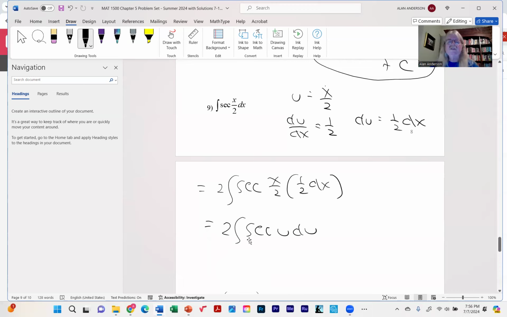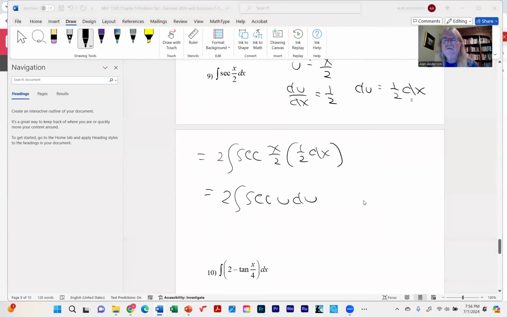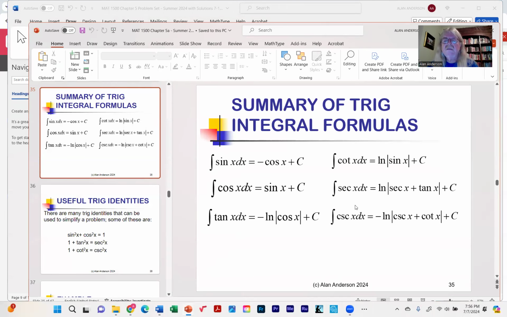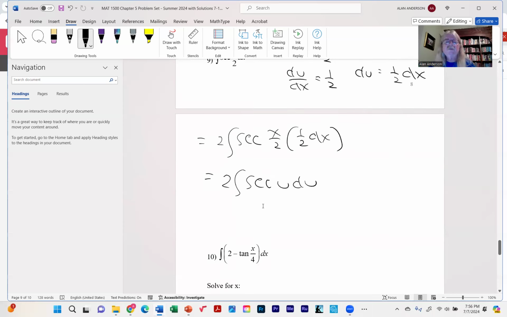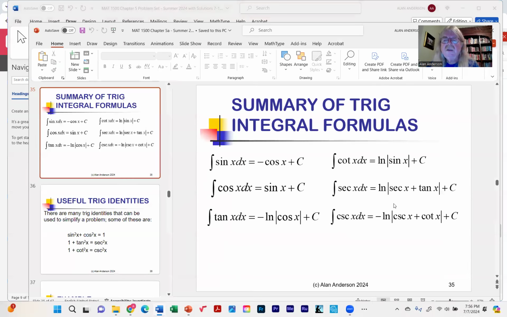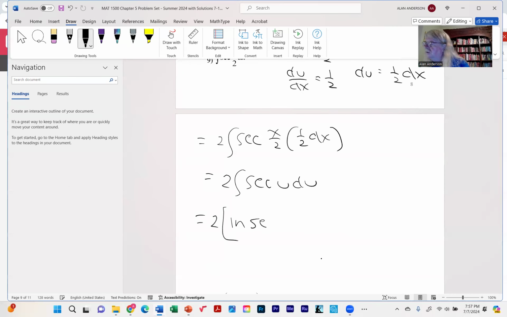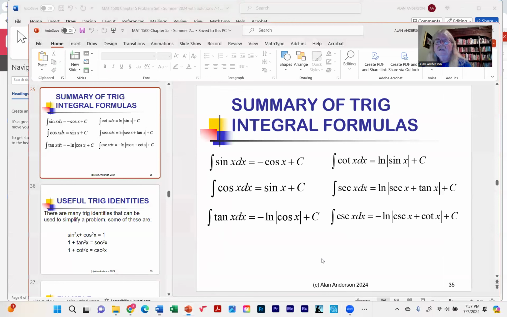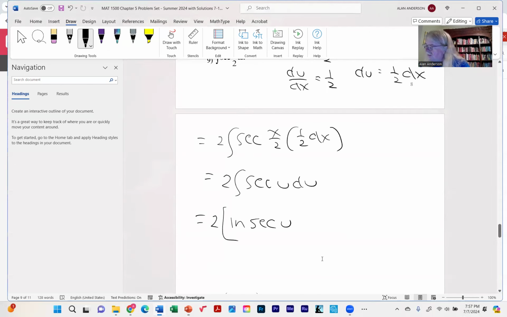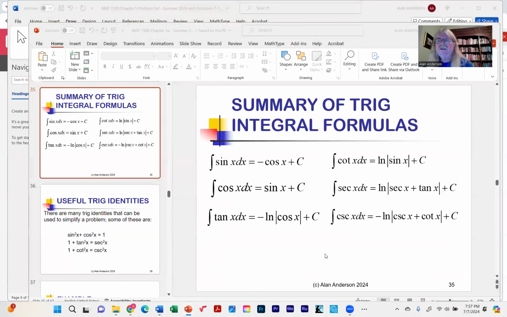Now, unless you have these memorized, if you go into the book or the slides, see, there it is. Integral of secant x dx is this. So we can rewrite this as, just replace the x's with u's. So that would be log absolute secant u plus tangent u.